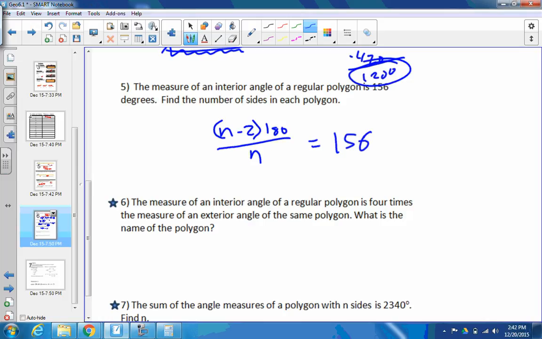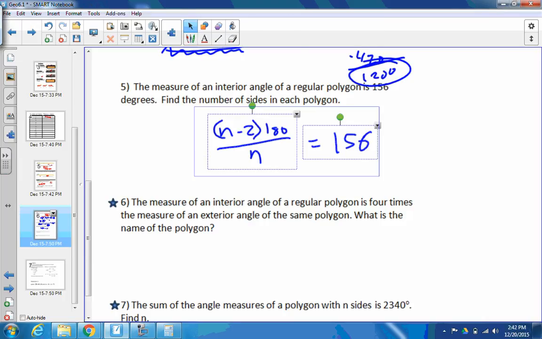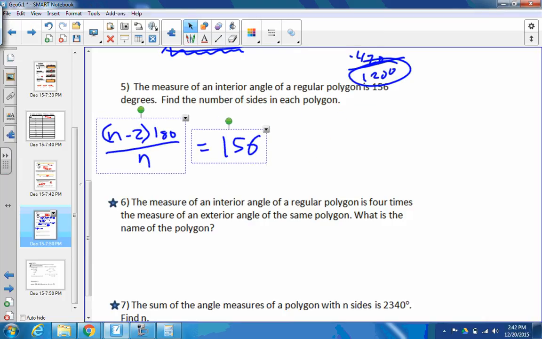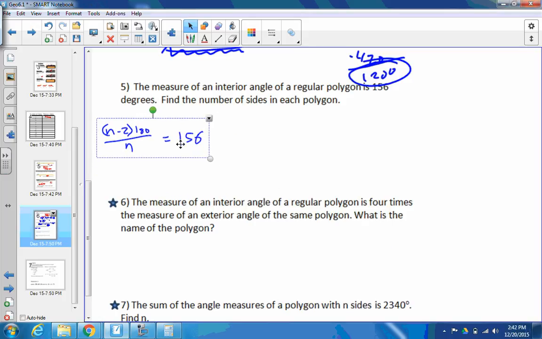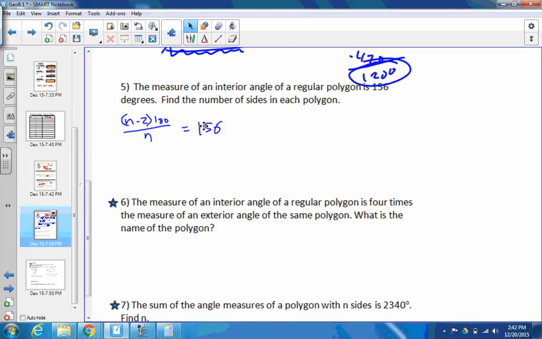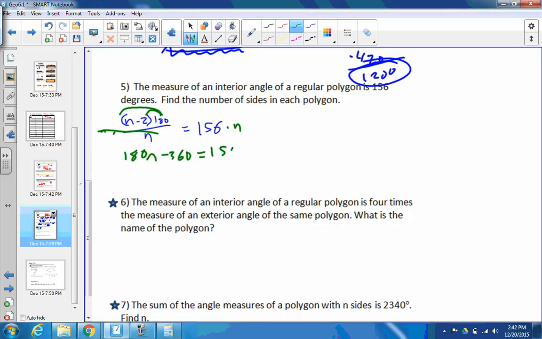So I think I'm going to do a little bit of rearranging here. I'm going to move this over actually. Group it, make it smaller, so I have more space. Alright, what I'm going to do with that is multiply both sides by n. I don't like this division here. So really we're just doing some algebra here. And then I'm also going to distribute. So I'm going to have 180n minus 360 equals 156n.